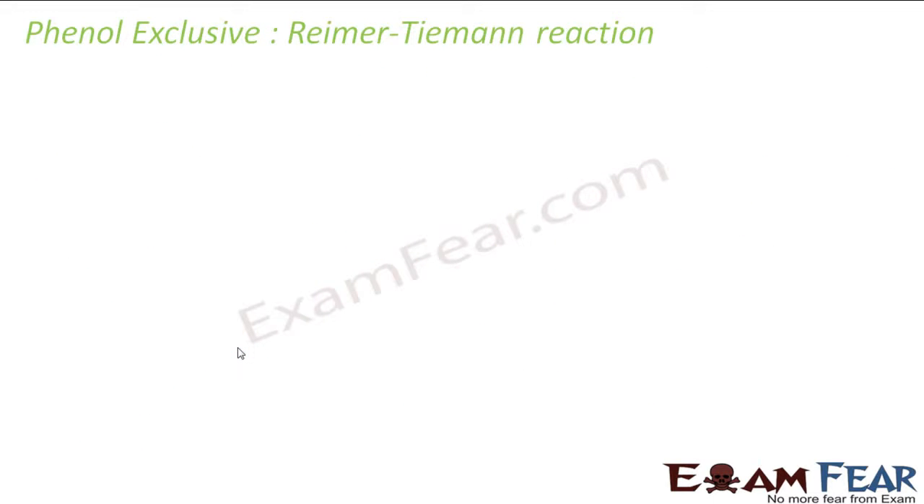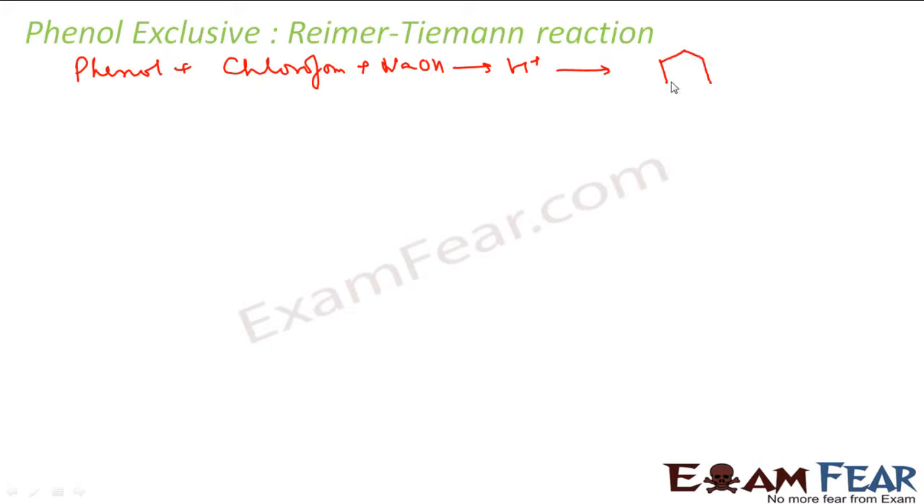The next is the Reimer-Tiemann reaction. So let's see this Reimer-Tiemann reaction. What happens here is you take this phenol and react it with chloroform and NaOH, and whatever output you get, you acidify it, and then you get this. You get OH with CHO in the ortho position and OH with CHO in the para position. Correct? Hydroxybenzaldehyde.